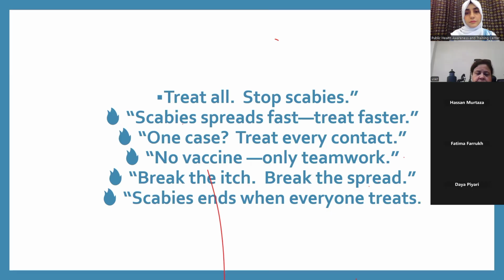Stop scabies, treat all, stop scabies. Scabies spreads fast and treat faster. One case, treat every contact. No vaccine, only teamwork. Break the itch, break the spread. Scabies ends when everyone treats.